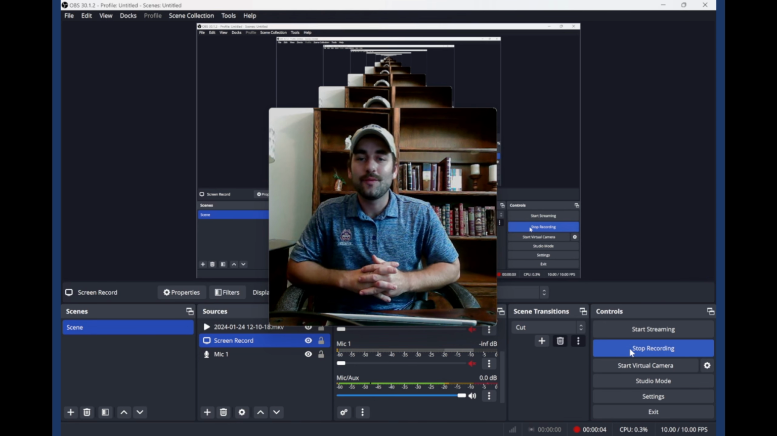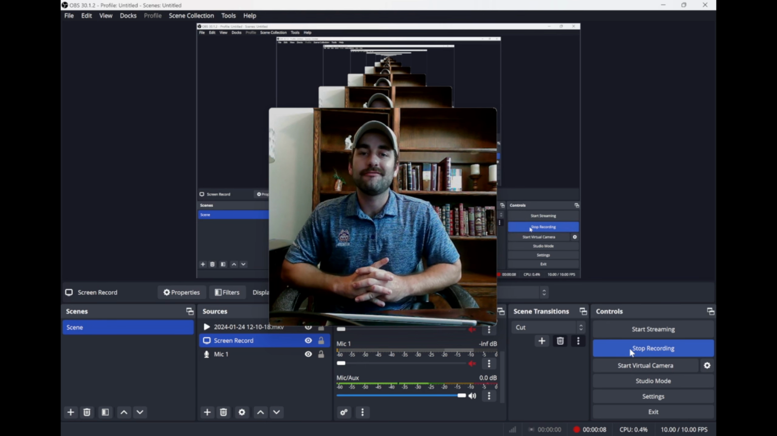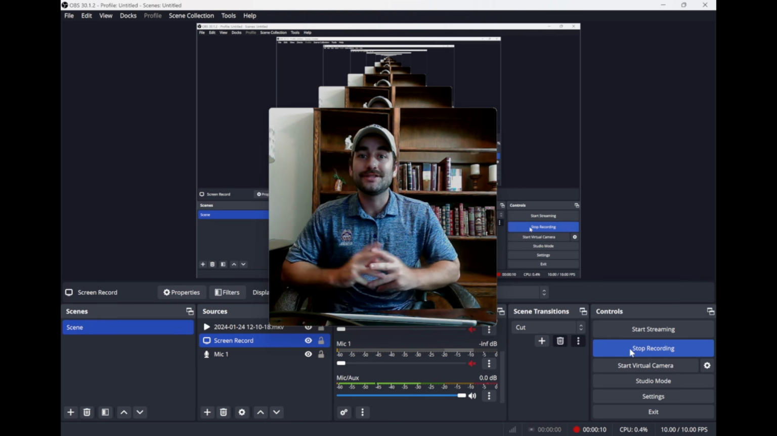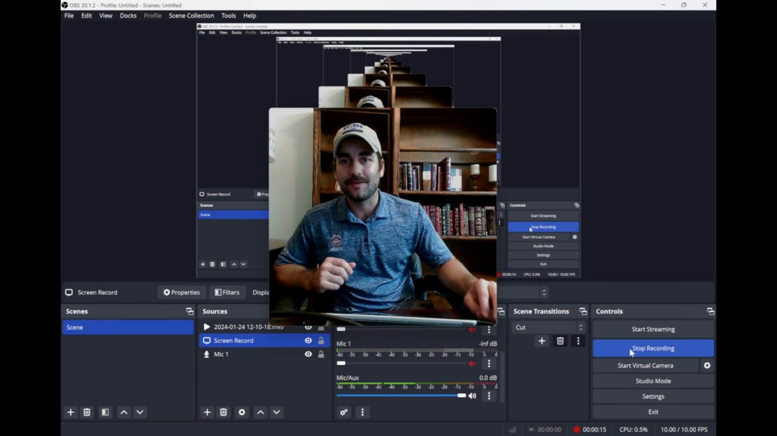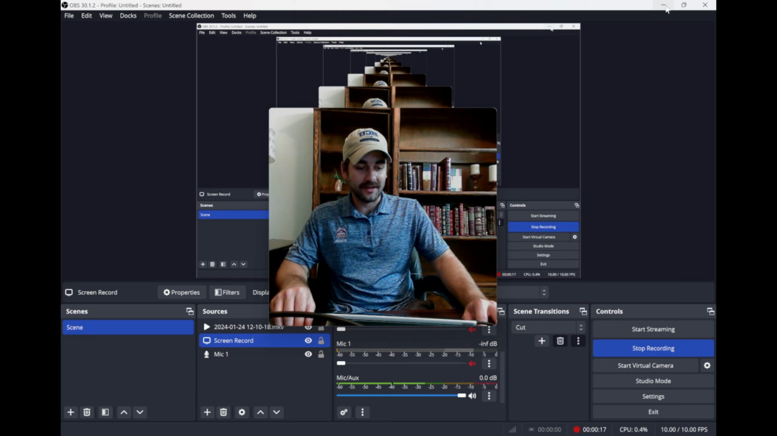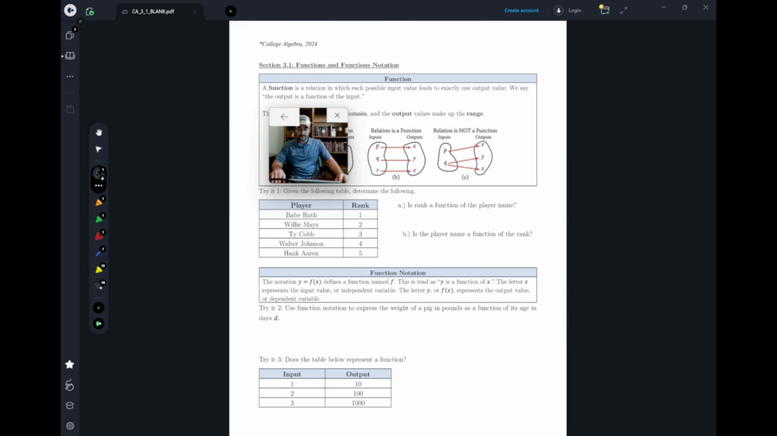Welcome back. Welcome to section 3.1 of college algebra. Today we're going to be talking about functions and function notation, which is the first time we're finally going to get to this f of x, or this input-output relationship that we've been seeing. So let's go ahead and get started with section 3.1 from college algebra.